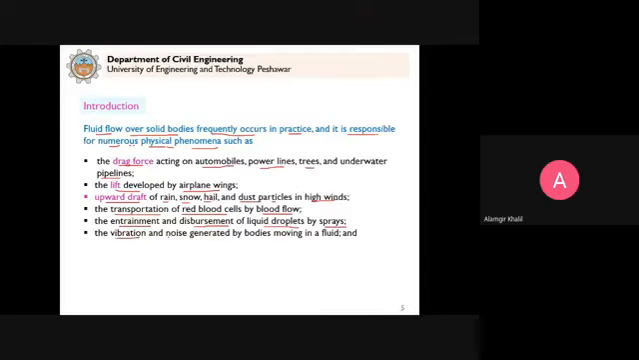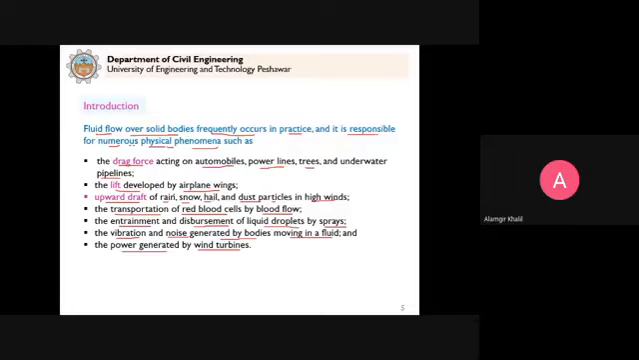The vibration and noise generated by bodies moving in a fluid, and the power generated by wind turbines. So you can see here the different practical applications that we encounter in our daily life, fluid flow over solid bodies will occur in all these examples. Clear?